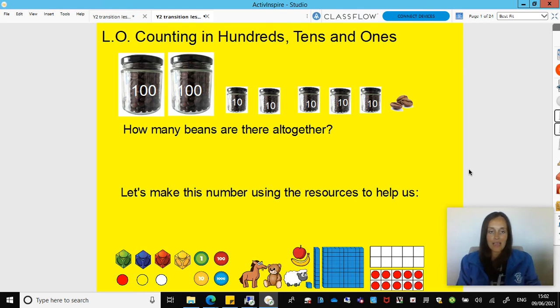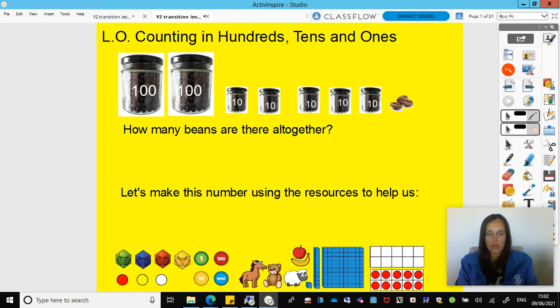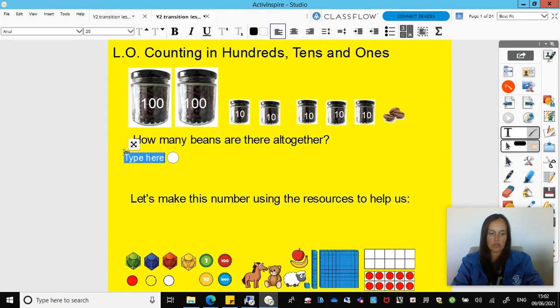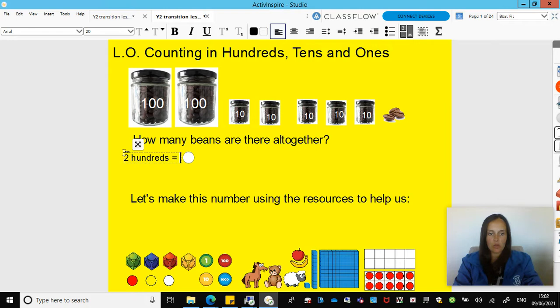Hi Year 2, today we're going to be counting in hundreds, tens and ones. So I've got some beans here and we're going to count how many we have all together. So how many hundreds have we got? We have got 200, okay? So 200. How many tens have we got?